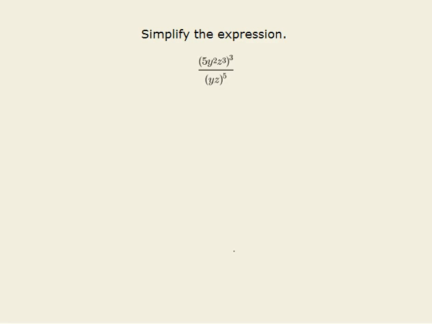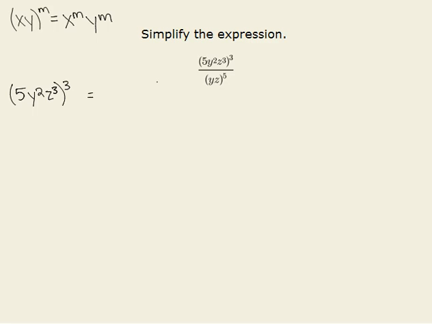In order to simplify this expression, we will first use the power of a product rule on both the numerator and the denominator. The power of a product rule states that when you have terms being multiplied together that are all being raised to the same power, you can rewrite that as each term individually being raised to that same power. So in the numerator, we have 5 y squared z to the third all to the third.